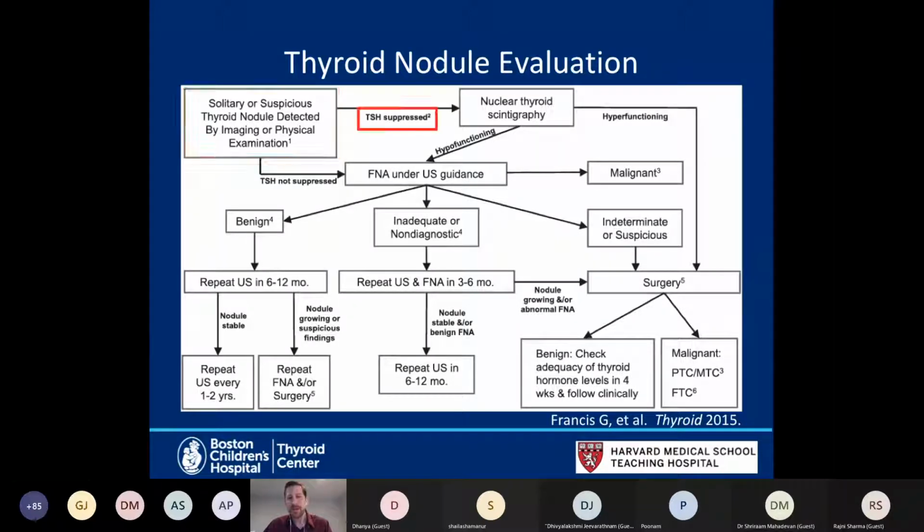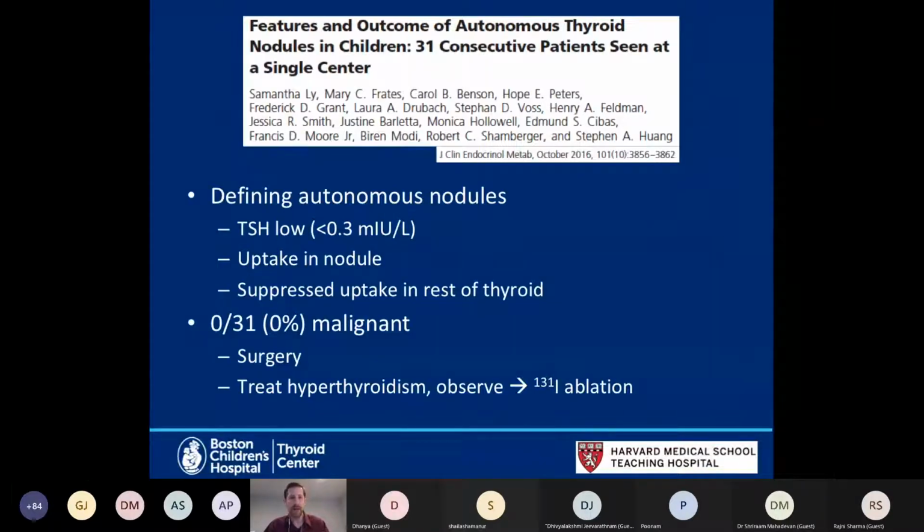So in this flow diagram, suppressed TSH leads to a scintigraphy to prove the autonomy of the nodule, and the guideline would suggest that any autonomous nodule needs to be resected because of a 1/3 rate of cancer. That is probably not correct. So this is our case series, published around the same time as the series from Brown.